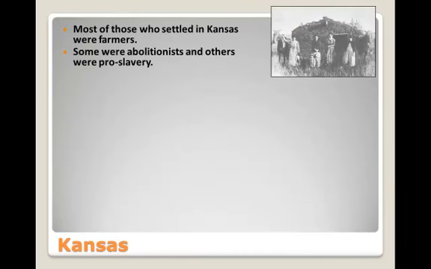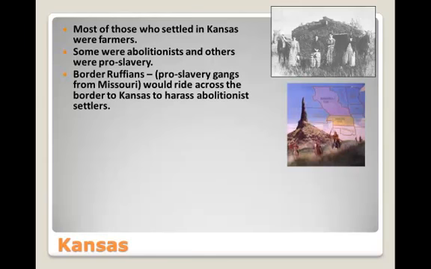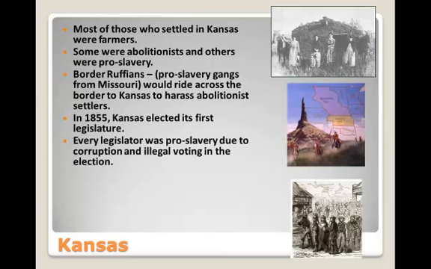Some were abolitionists and others were pro-slavery. But there were some border ruffians or some pro-slavery gangs from Missouri that would ride across the border to Kansas to harass the abolitionist settlers, trying to convince them to leave because they wanted to make sure that Kansas became a slave state. In 1855, Kansas elected its first legislature, and every legislator that was elected was pro-slavery. And this was due to corruption and some illegal voting. The Missouri border ruffians came over and voted in the Kansas election.